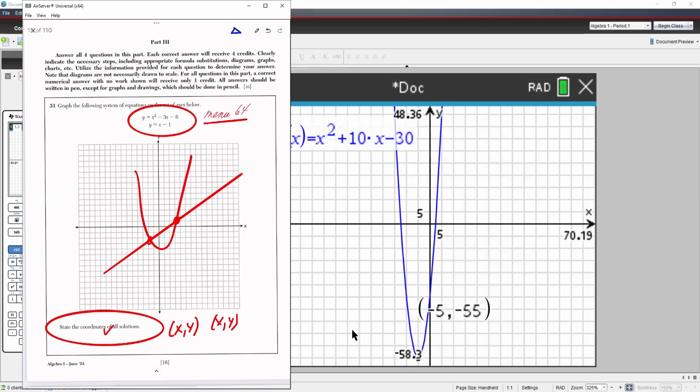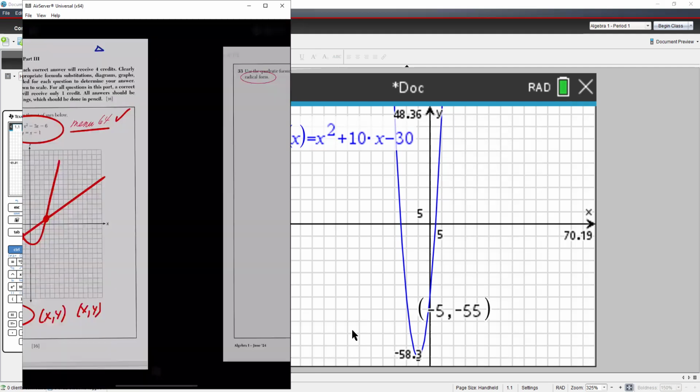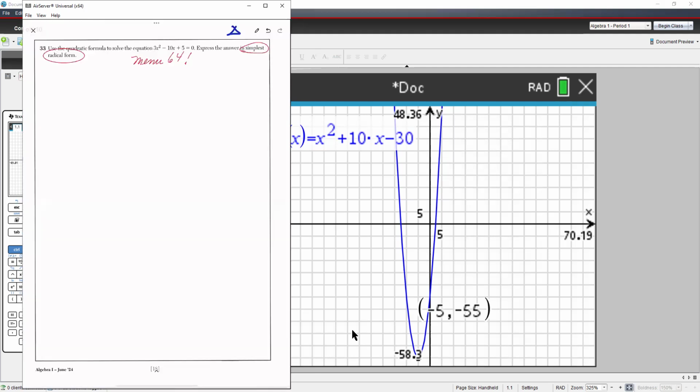Again, we could take this question and make it into a quadratic equation, and then we could use the quadratic formula, but that's doing way more than you need to do. In this case, I would just say menu 64, graph it. All right, let's go.